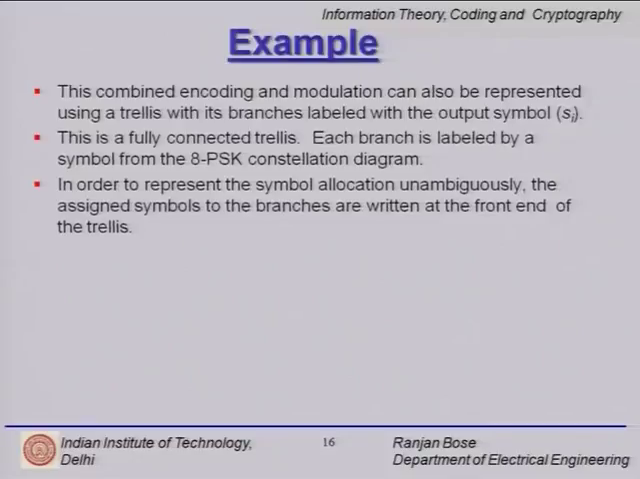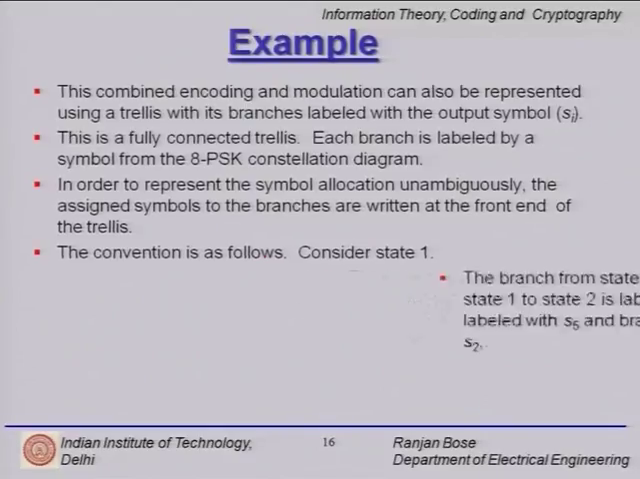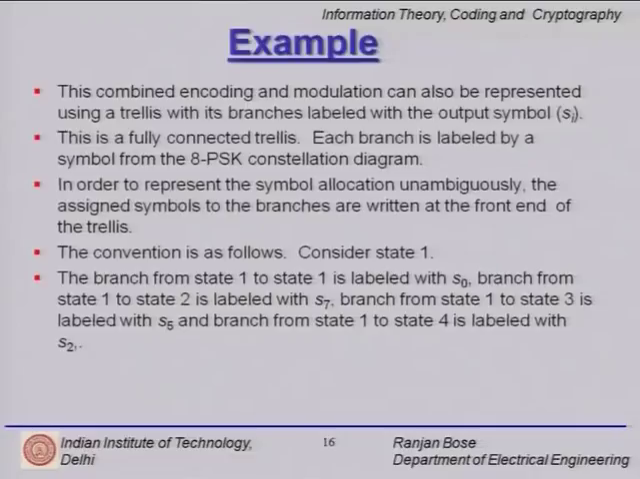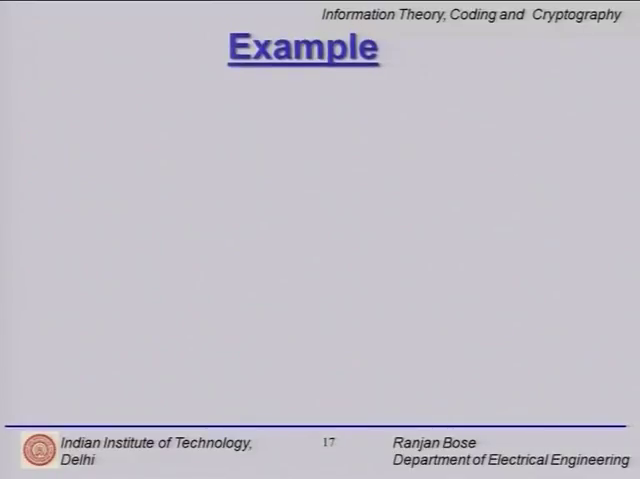So, this combined encoding and modulation can be represented using a trellis diagram, but this time we label the branches with the output symbols. And this is a fully connected trellis where each branch is labeled by the symbols from 8 PSK. And encoding is a simple process, as we had learnt earlier. 1 comes in, you take the upper branch, 0 comes in, take the lower branch, and you read out what is written on top of the branch.